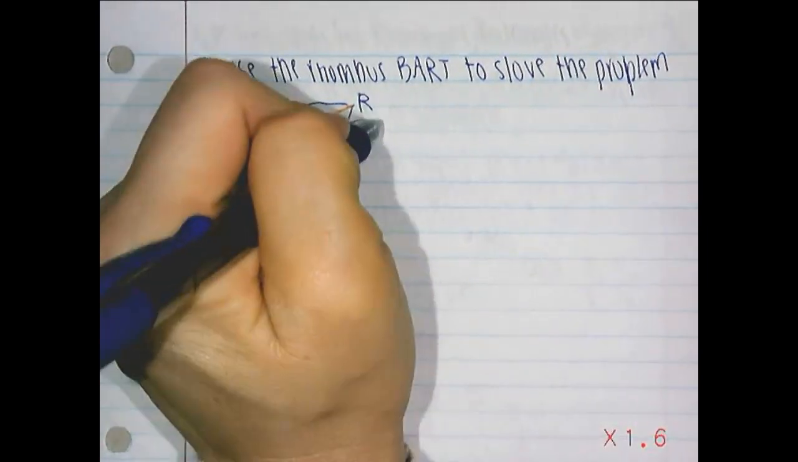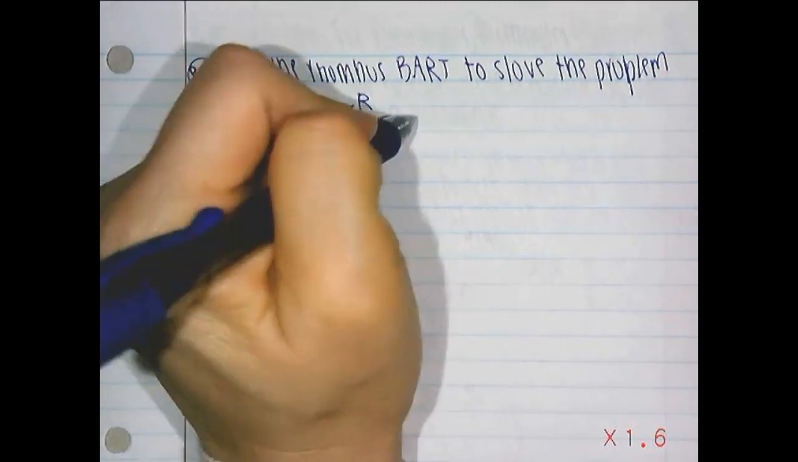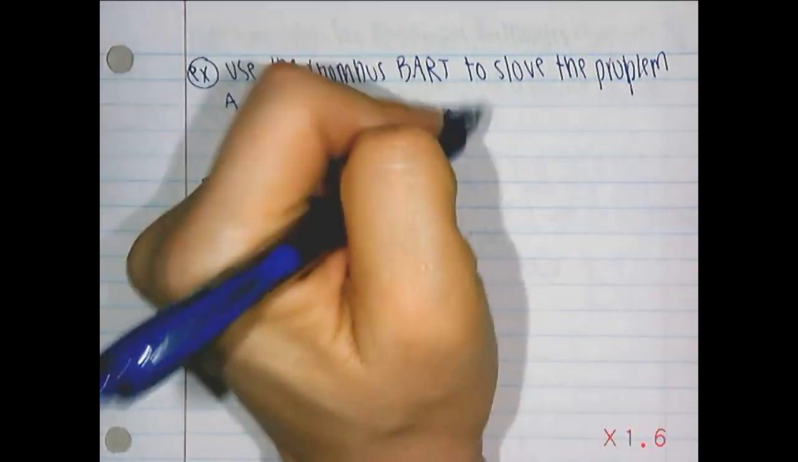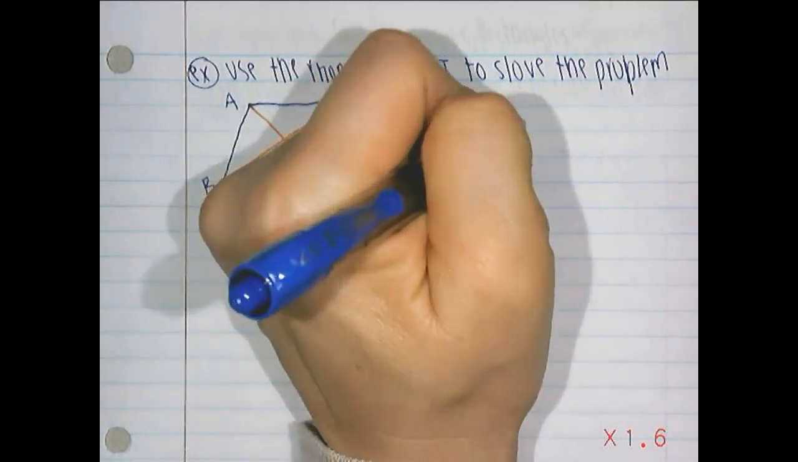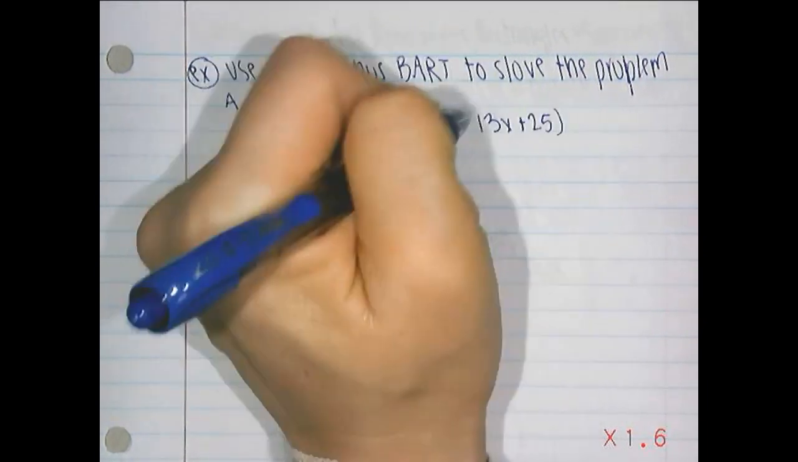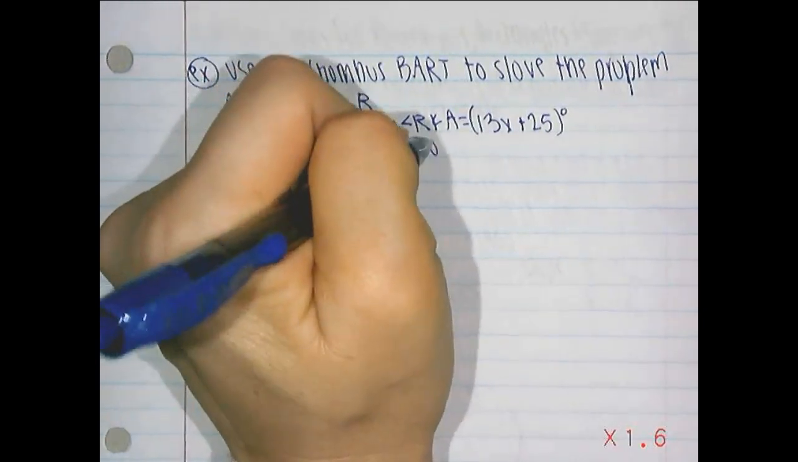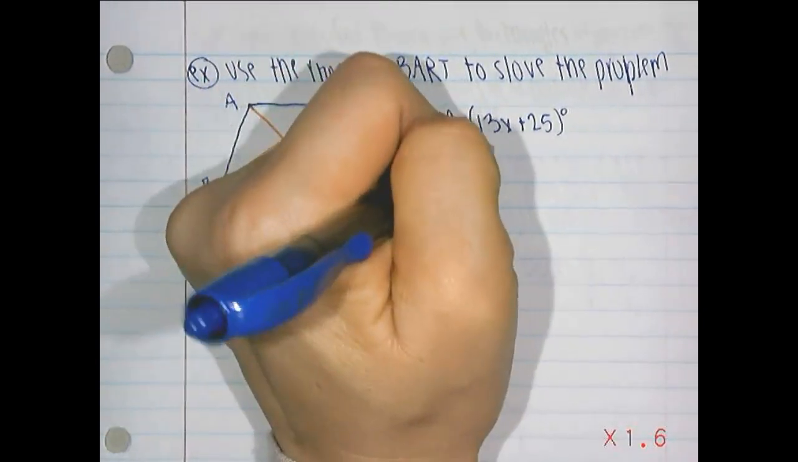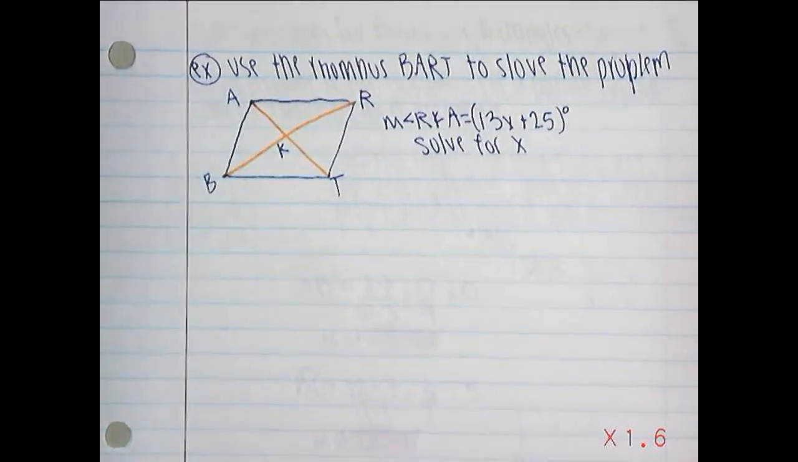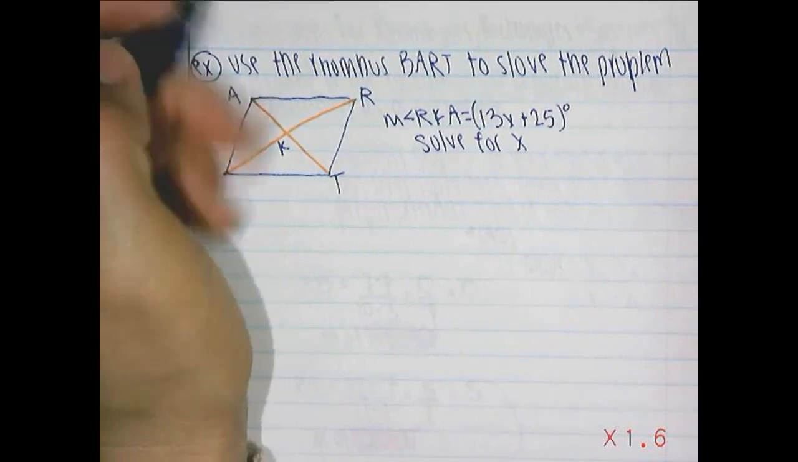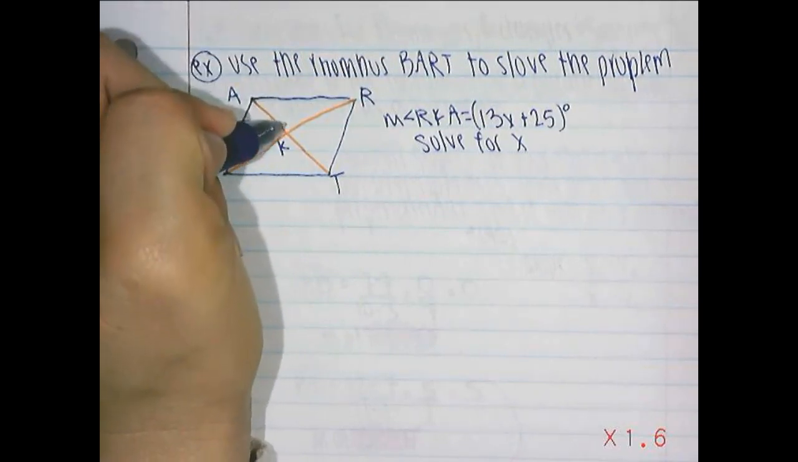I'm going to tell you the measure of angle RKA equals 13x plus 25. And that's in degrees, right? Because it's an angle. And I want you to solve for x. Okie doke. So RKA, that is this angle right here.